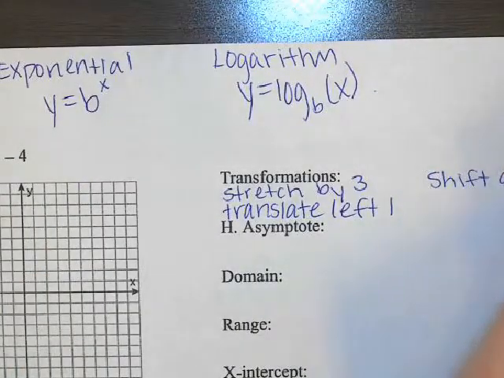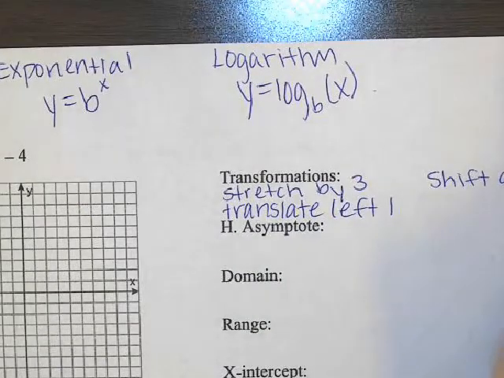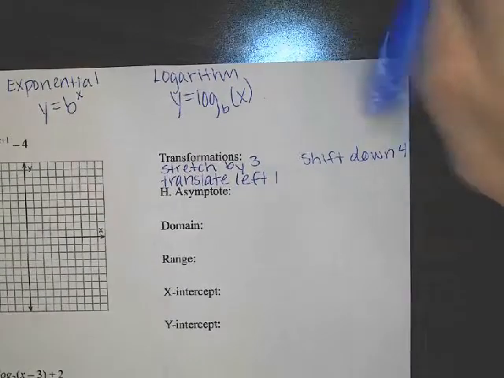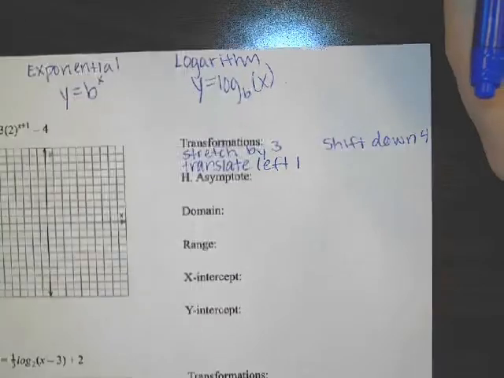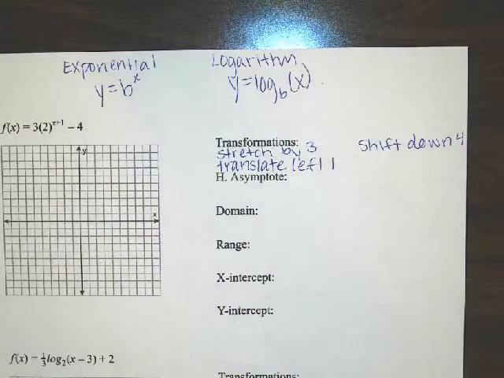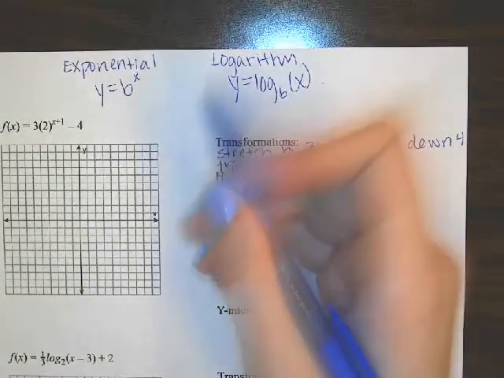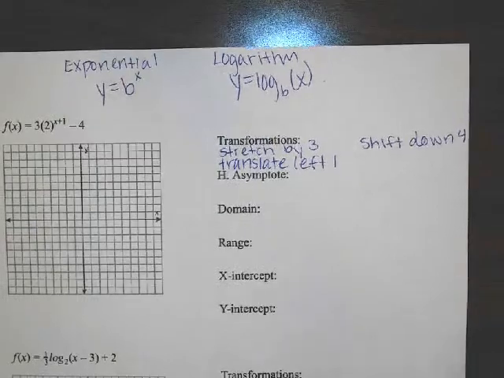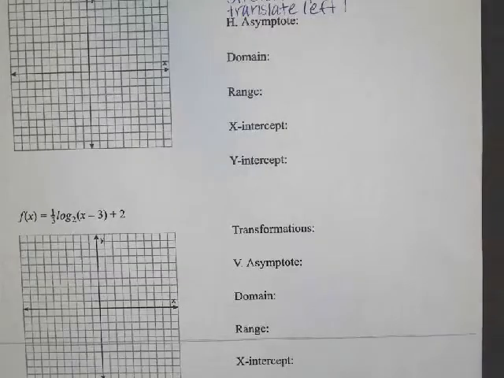Quick question. What does it mean for the parent? I said that it was the parent, the original. So b to the x is the parent function. Everything else is what transformed that function. Okay, now let's do the log transformations before we graph them.